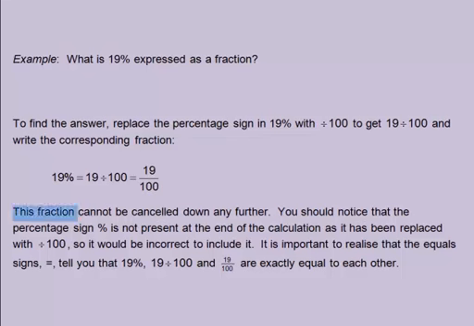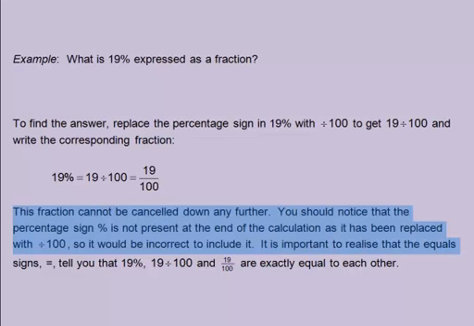This fraction cannot be cancelled down any further. You should notice that the percentage sign is not present at the end of the calculation, as it has been replaced with divide by 100, so it would be incorrect to include it. It is important to realise that the equal signs tell you that 19%, 19 divided by 100 and 19 over 100 are exactly equal to each other.